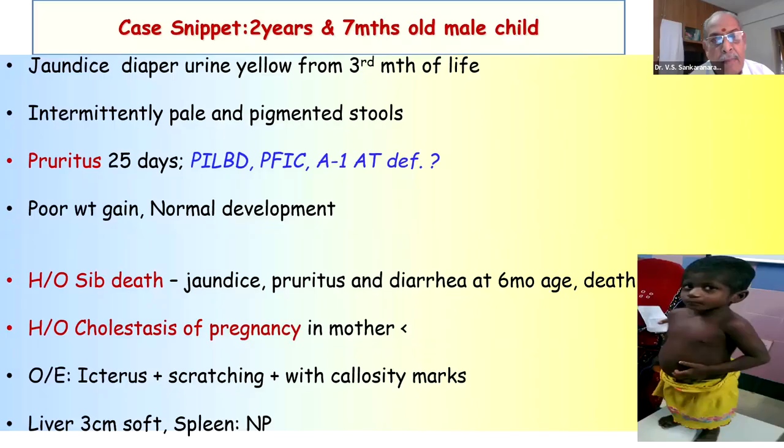The next is a 2-year-7-month-old child with jaundice from the 3rd month of life. That means late onset jaundice. Intermittently pale and pigmented stool and pruritus, very intense as you see.